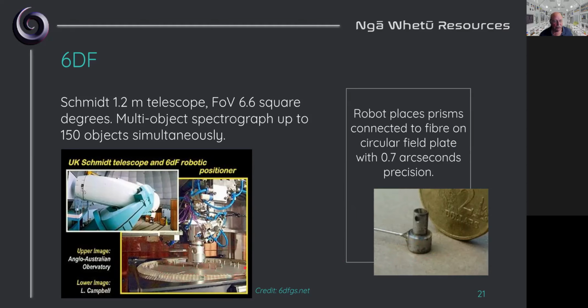That means each fiber will be pointed at the predicted position of a particular galaxy. They had 150 of these prisms on one plate, and that's how they could observe 150 galaxies simultaneously. Each fiber went to its own spectrograph, so they got 150 spectra in parallel from one observation. That really was the way to start speeding up this whole process.